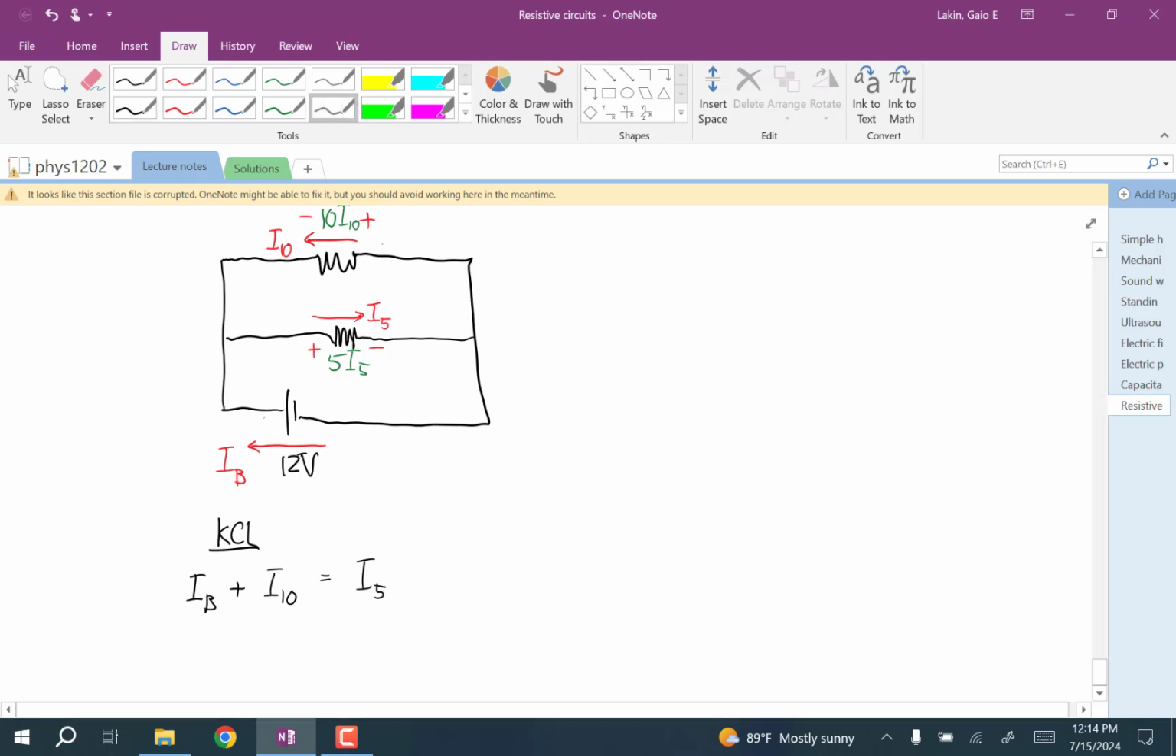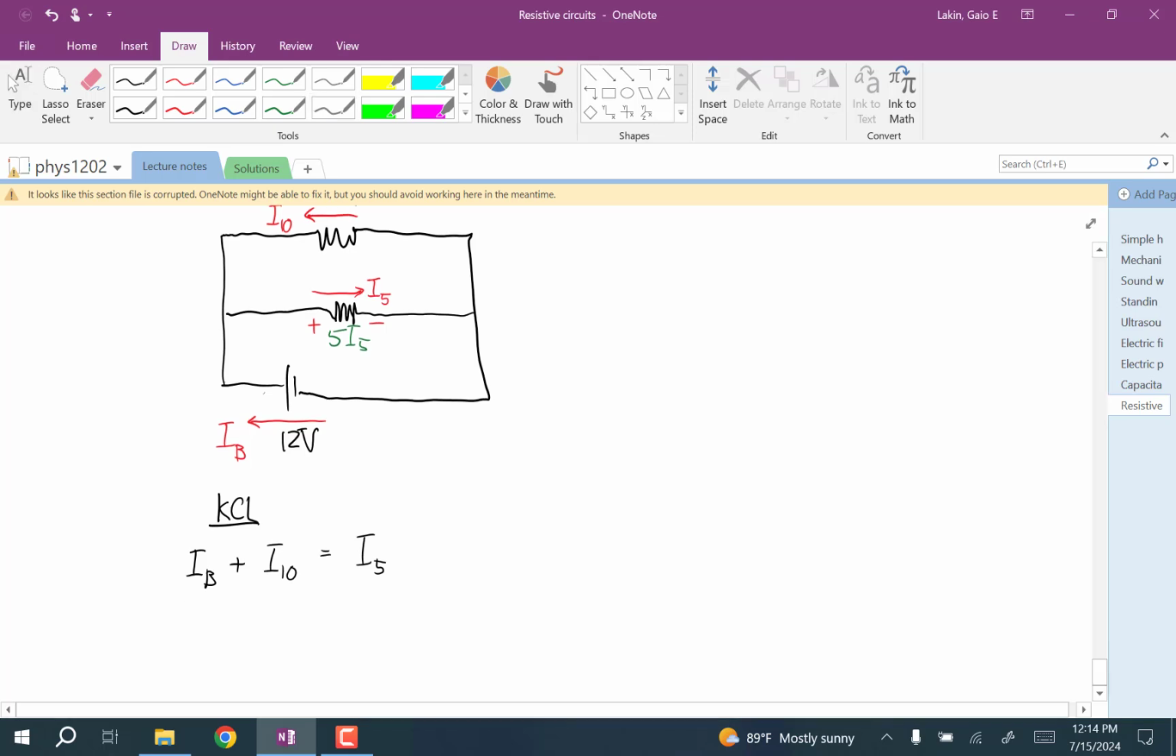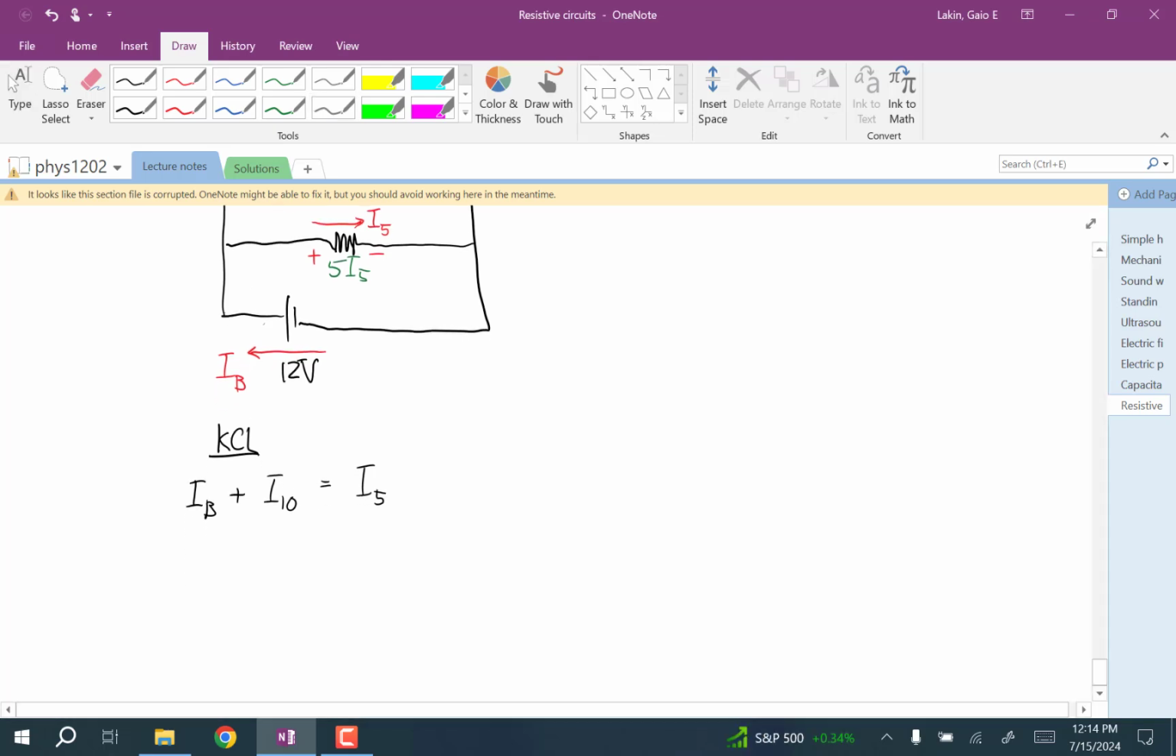And now we'll go to the only other node, which is this one. And that says going into the node, we have I5. Going out of the node, we have I10 plus IB. That's the exact same equation as this. So I'm going to leave that alone. And now we have one equation for 3 variables. That means we need 2 equations from Kirchhoff's voltage law.